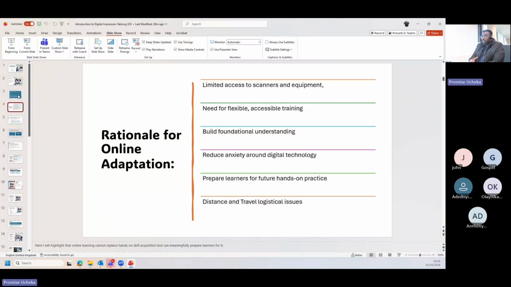So why are we doing this online? Like I said, this was originally designed to be face-to-face, but because of limitations with resources and logistical issues, we've decided to do the first session online and then see what we can do moving forward. So there are problems with limited access to scanners and equipment.